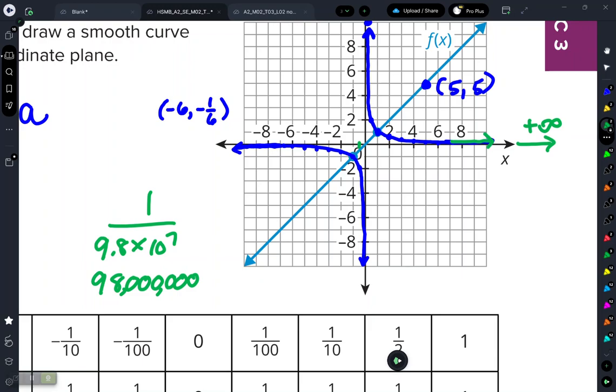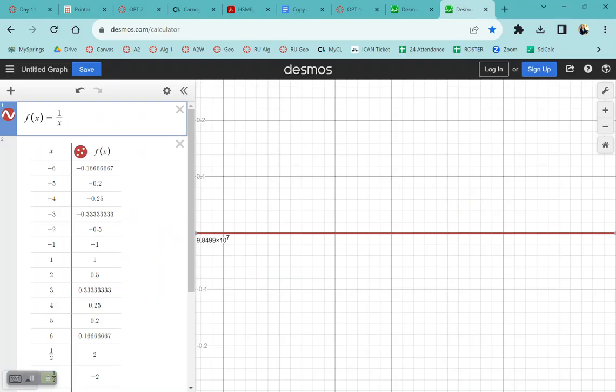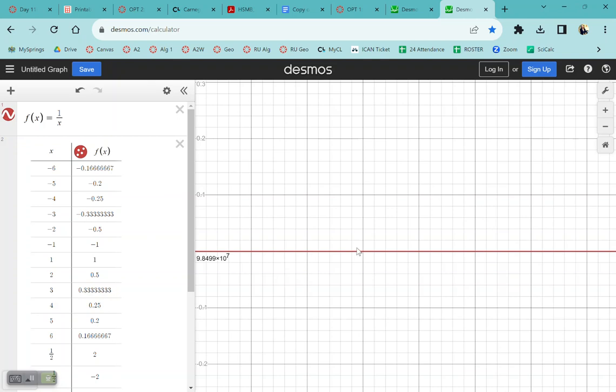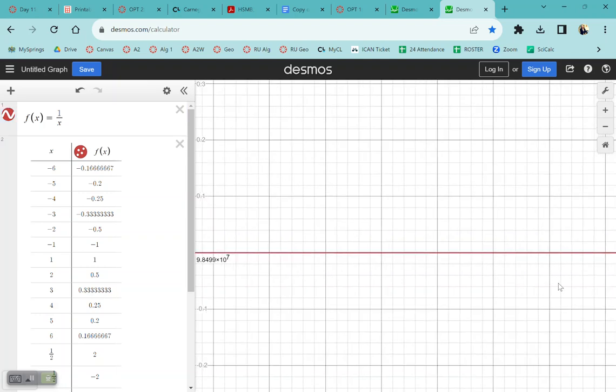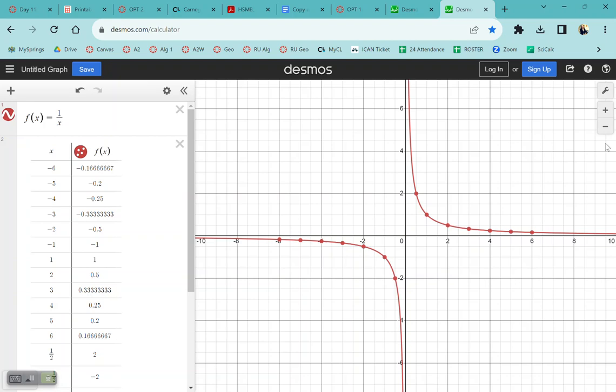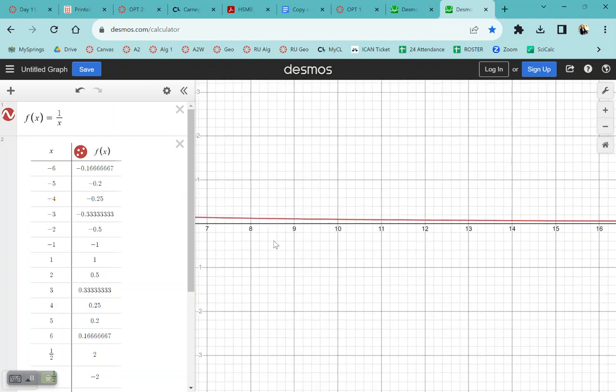What Desmos is telling us by saying it's 0 is, I'm rounding to 0 because I can't handle the calculations. It's too hard. And so this is called grapher error. I cannot zoom in anymore. It can't handle this, and so it's rounding to 0, but technically you need to understand it's not 0. Okay, it will never get to 0.